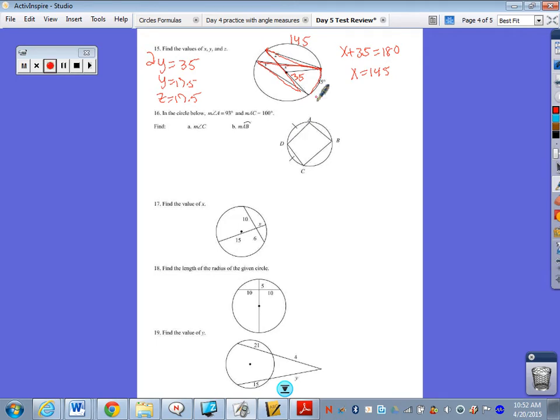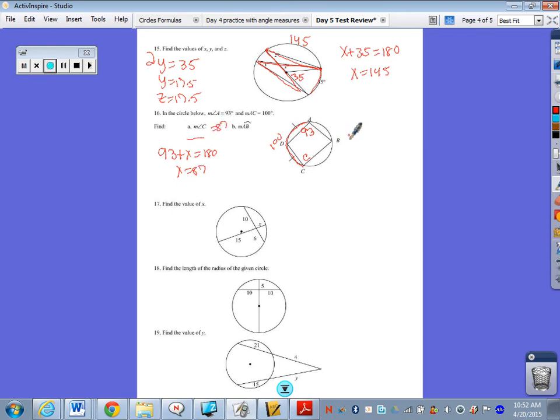Okay, in number 16, in the circle below, angle A is 93. AC, so you always go the shortest way, so this way is 100. Find the measure of angle C. So C is easy if you remember the formula. Angle C plus A add up to 180 because they're in a quadrilateral in a circle. So if you do that, x is 87, which is AC.